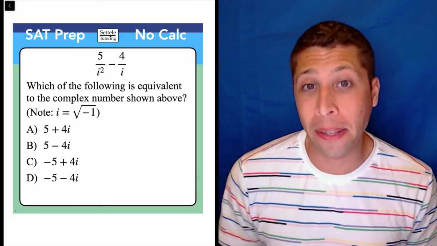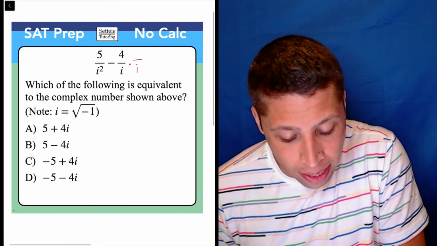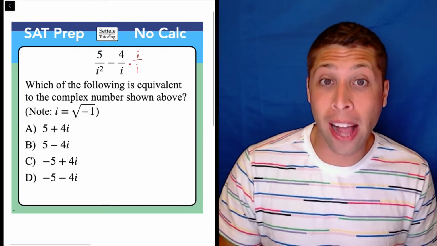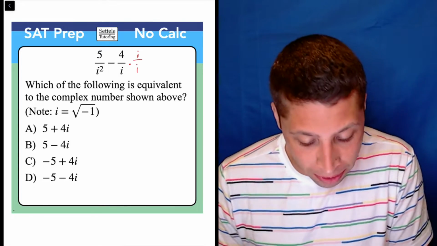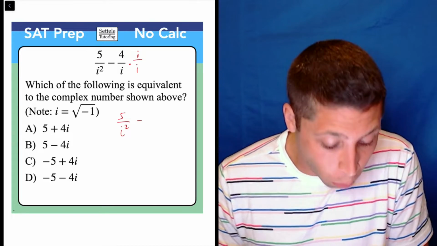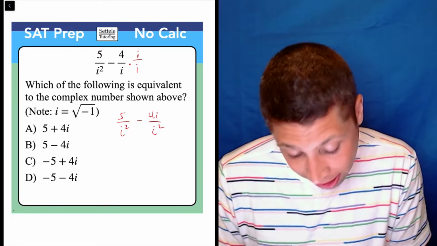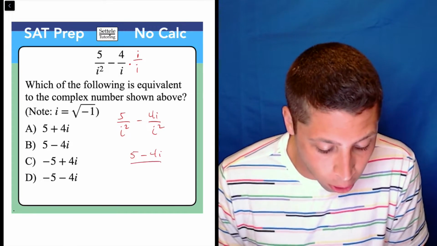We need to have common denominators in order to do the subtraction. So what would we do? We would multiply the second fraction by i over i, so we have a common denominator. 5 over i squared minus 4i over i squared, and then now we can do the subtraction. That is really just 5 minus 4i over i squared.